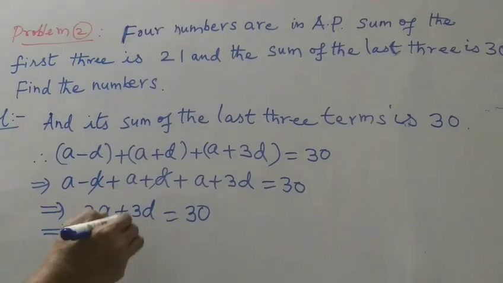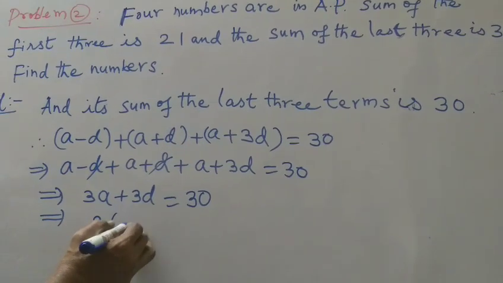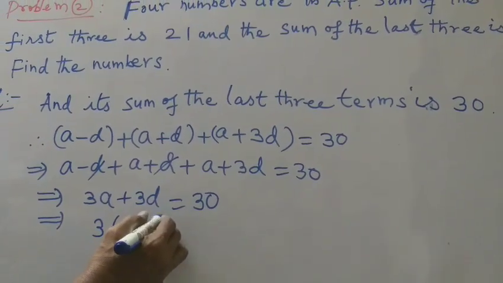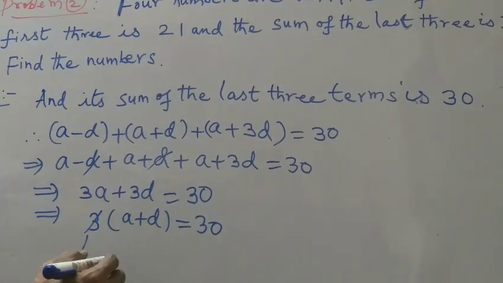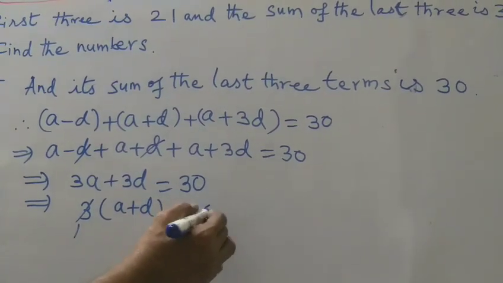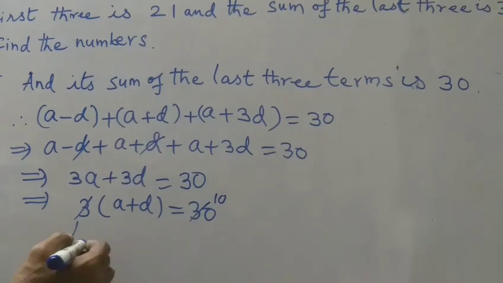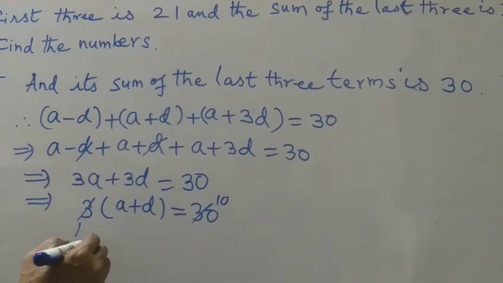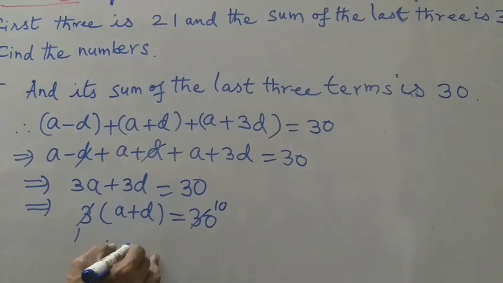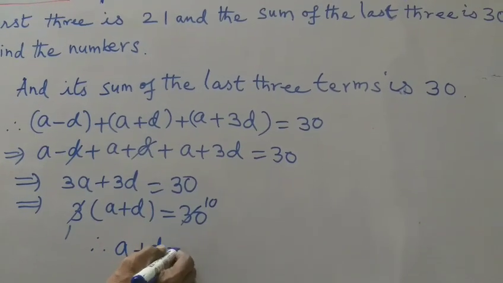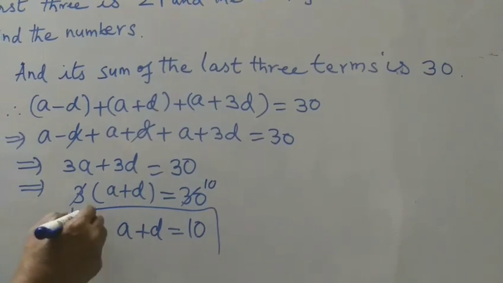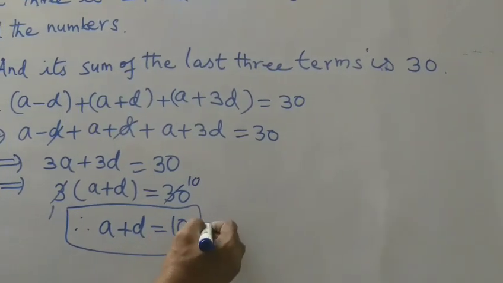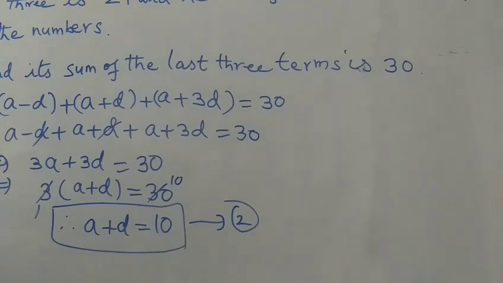In these two, 3 is the common factor. 3 of a plus d is equal to 30. 3 1s are 3, 3 10s are 30. Therefore, a plus d is equal to 10. This is the second equation.